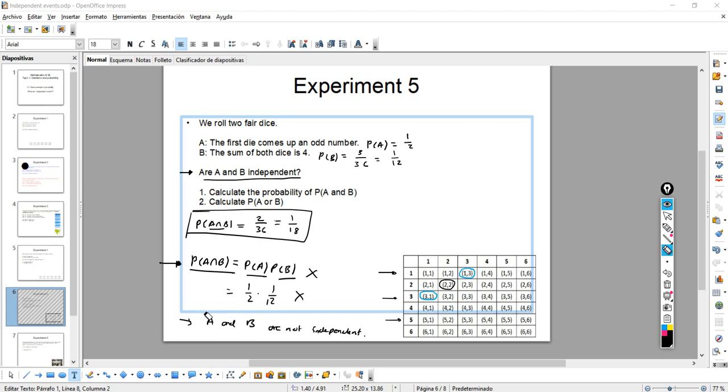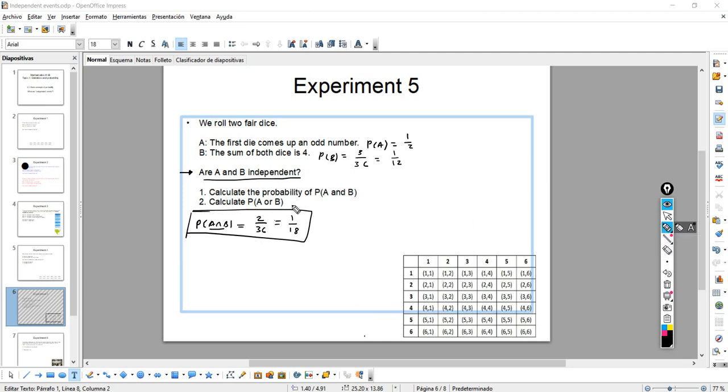Okay. And now let's solve the last question. Let's clean this up. The last question was calculate the probability. Well, let me erase the whole thing. Calculate the probability of A or B. Remember, the probability of A or B is the probability of A plus the probability of B minus the probability of A and B.